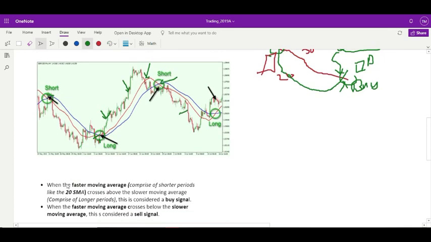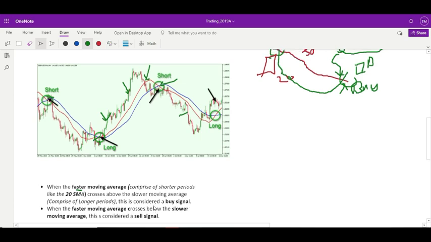Please do understand. In summary, we are saying a smaller moving average, that's what we call a fast moving average, because it's reacting to the prices, right? When it crosses above the bigger moving average, it is considered a buy signal, right? So you need to understand this.